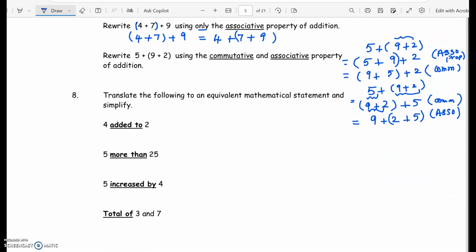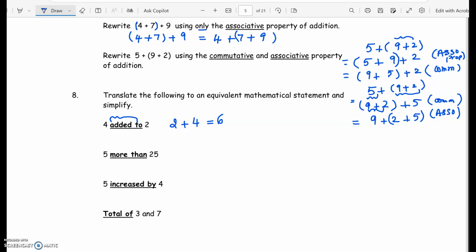Now, we're going to use addition in the real world. And what are the terms that suggest addition in word problems or in the real world? 4 is added to 2. So you have a 2 and 4 gets added to it. And that's equal to 6.